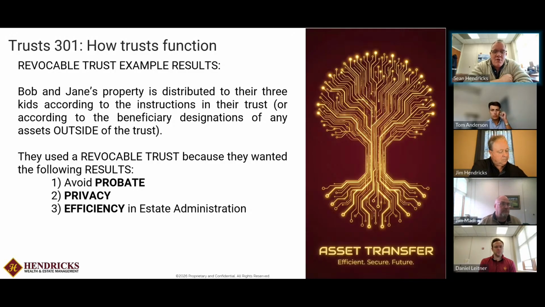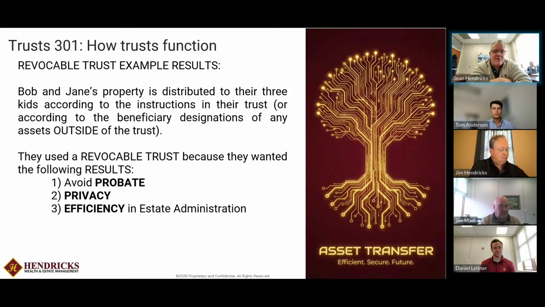It's good to avoid probate if you can, because it can be very lengthy and it can be very expensive. A second reason to use a revocable trust is privacy. When you use a trust, at least in Illinois, nothing needs to be filed in court or the public domain. So there's no documents that say, oh, these people just inherited this amount of money.